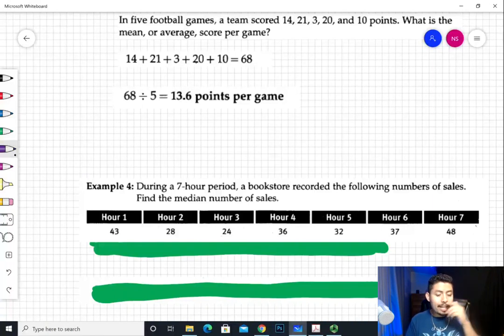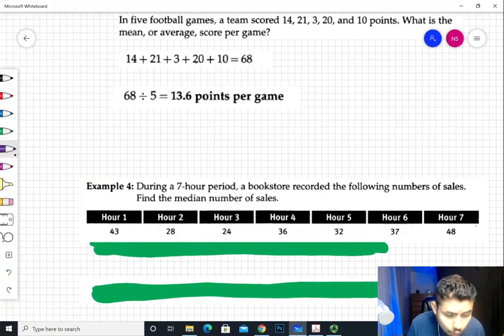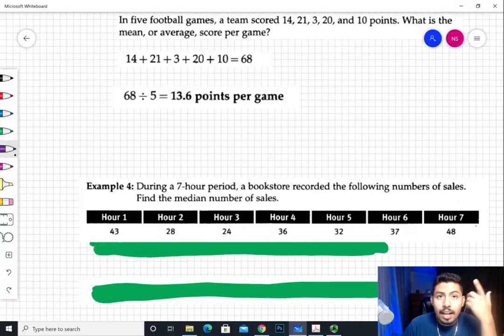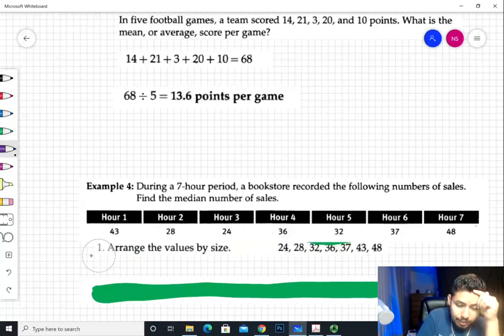In this example, they're asking for the median. During a 7-hour period, a bookstore recorded the following numbers of sales. Find the median number of sales. So there's my list of numbers: 43, 28, 24, 36, 32, 37, 48. And I need to find the median. How do you find the median? You arrange the list of numbers that they gave you, lowest to greatest. So you arrange it, okay?